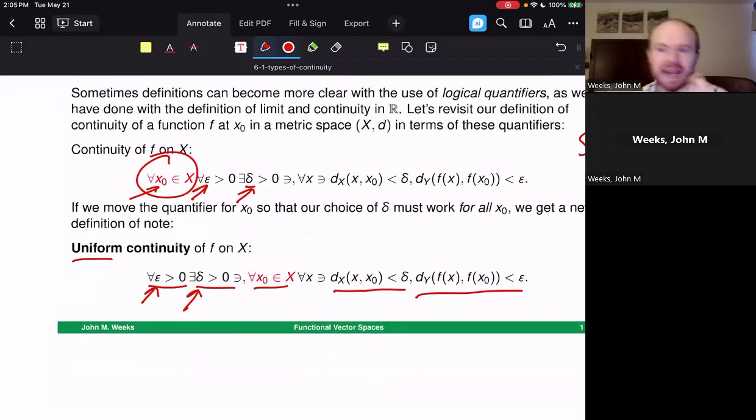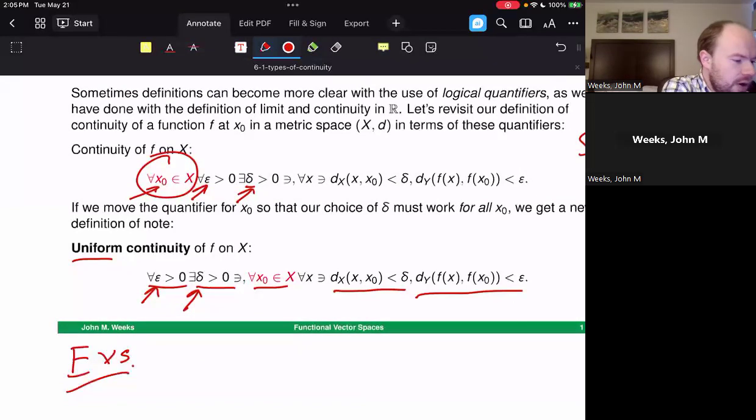You do not get the x value that you're wanting to find. In fact, it needs to work for any x value on your set. An example of a uniformly continuous function, and we'll get to more of these later on, examples of these are things like f of x is equal to x.